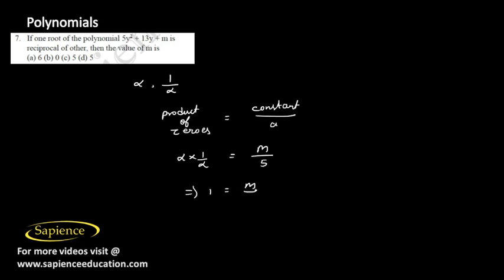So we know that the product of the zeros should be equal to constant by coefficient of x square, constant by a. So in this case, product of the zeros will become alpha into 1 by alpha will be 1. Alpha will get cancelled, and the constant value is m. Coefficient of x square is 5. So we are getting 1 is equal to m by 5 and m is equal to 5.